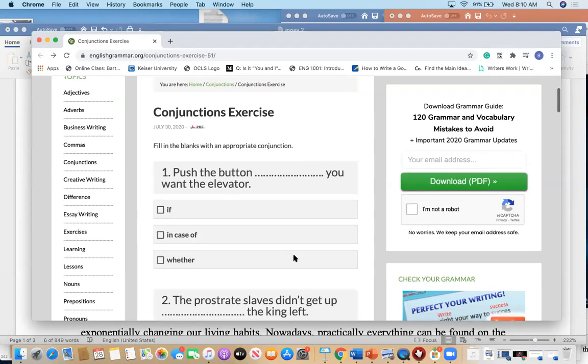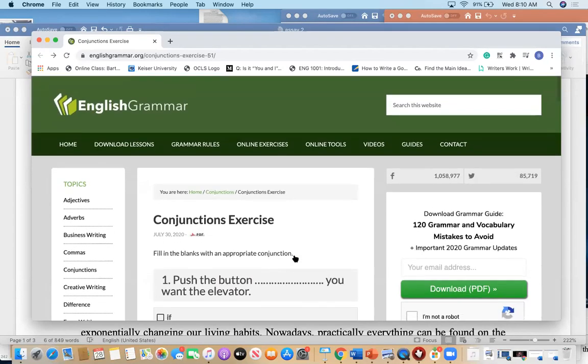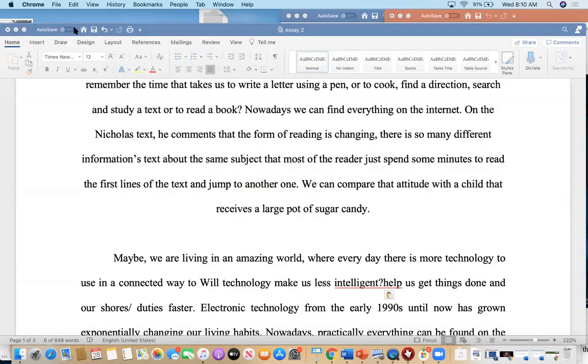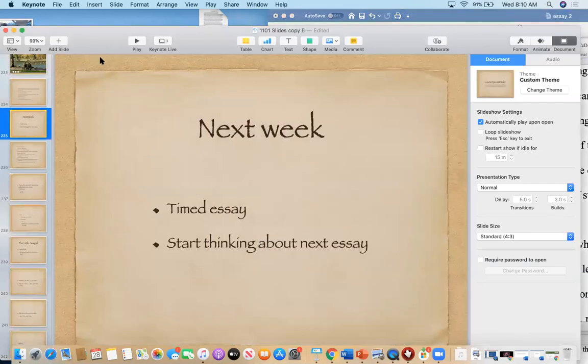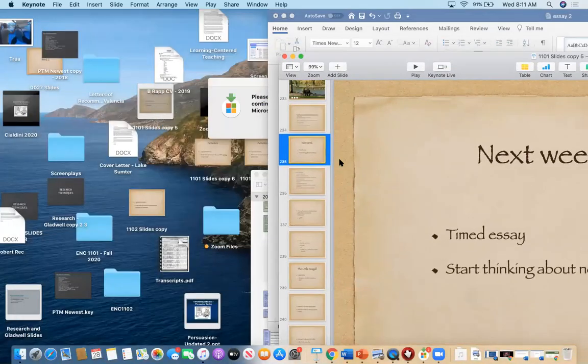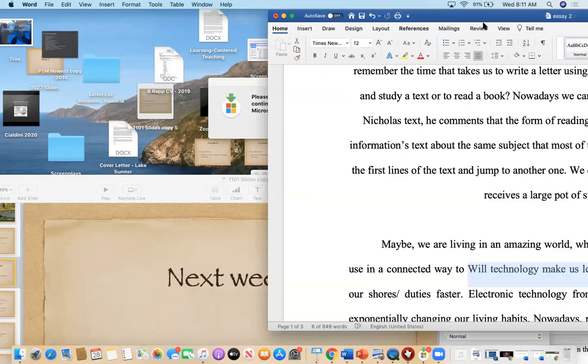But first, these are just some things that we're not going to go through right now, but this is a great site if you ever want to check out English Grammar. And the thing I wanted to point out, maybe I don't have it pulled up necessarily. Give me one second here.